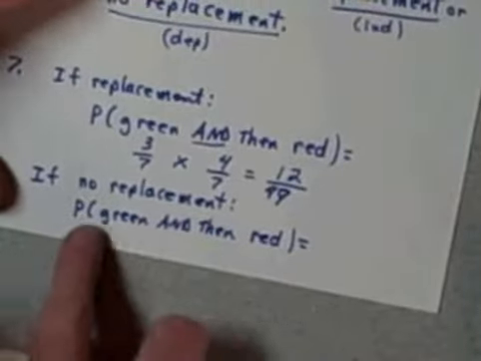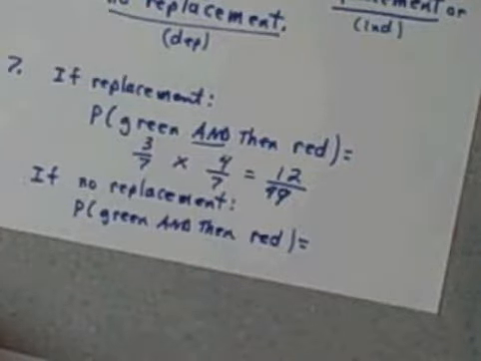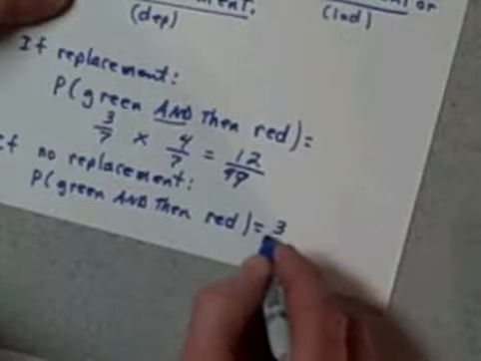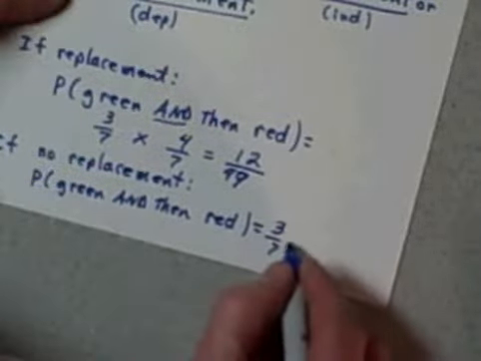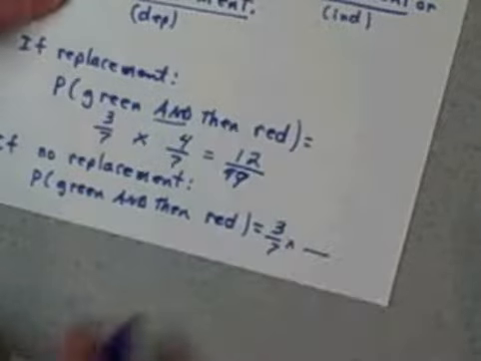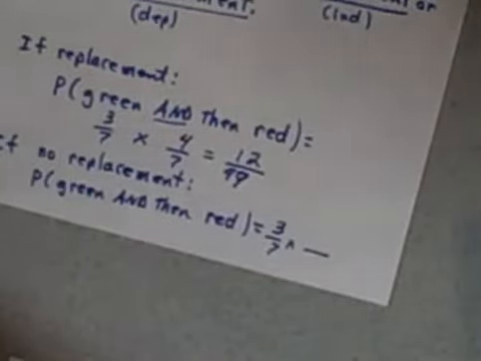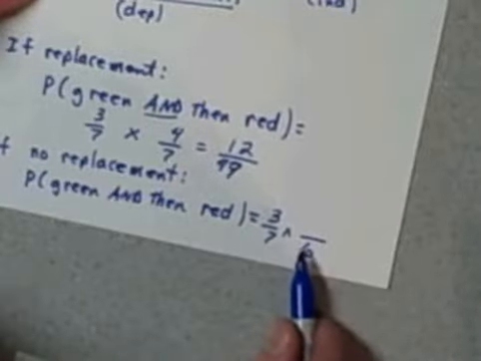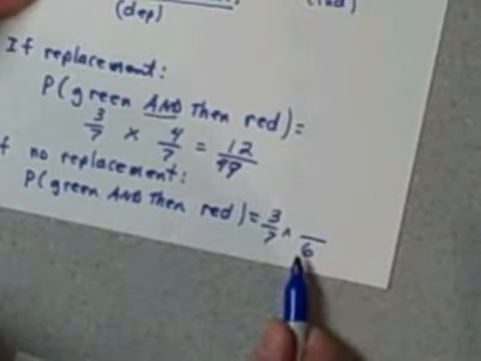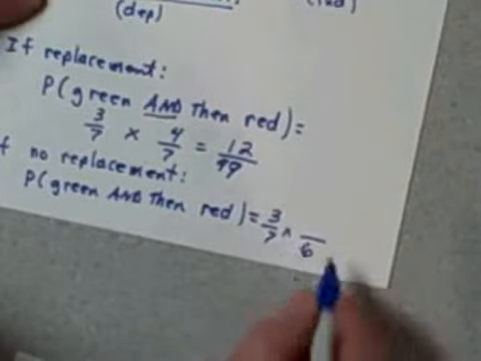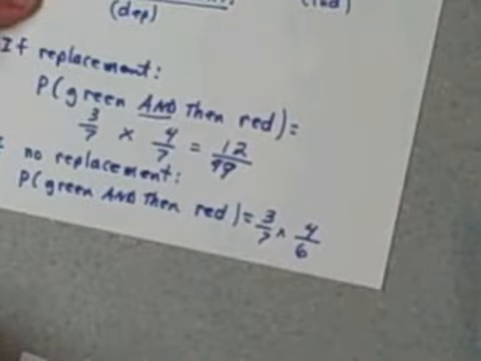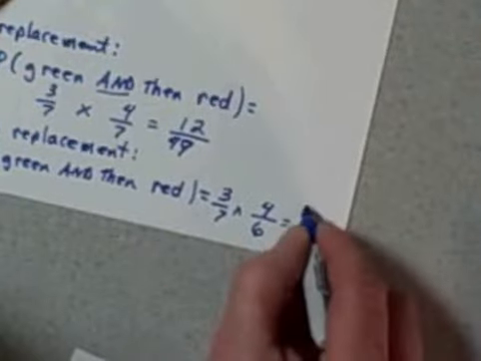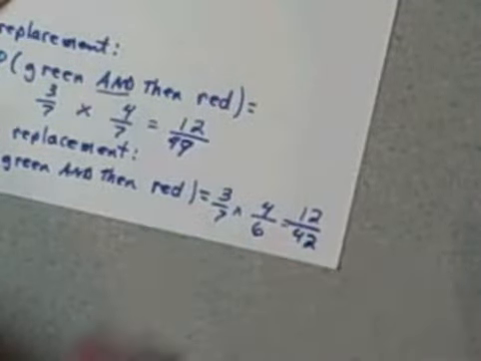What's the probability we get a green one first and then a red one with no replacement? Well, once again, the probability of getting a green is 3 out of 7. But now, because of no replacement, there are only 6 in here, so there's only 6 to choose from, not 7. So my denominator is 6. There are 6 possible outcomes. And how many of those outcomes are red? Well, there's still 4 red ones in there. So we have a 4. So my probability now is 3 sevenths times 4 sixths, which is 12 42nds, which does reduce.